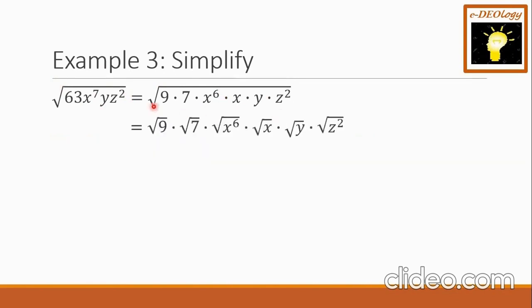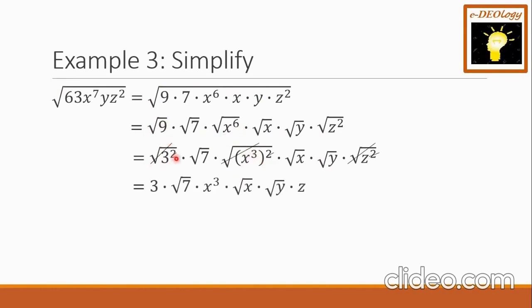And then we're going to distribute now this radical sign to each term inside this big radical. So we have now the square root of 9 times the square root of 7 times the square root of x raised to 6 times the square root of x times the square root of y times the square root of z squared. Then we will show that this square root of 9 is equal to 3 squared. Now look at this square root of x raised to 6. We're going to show that this is equal to x cubed, and again raised to 2.